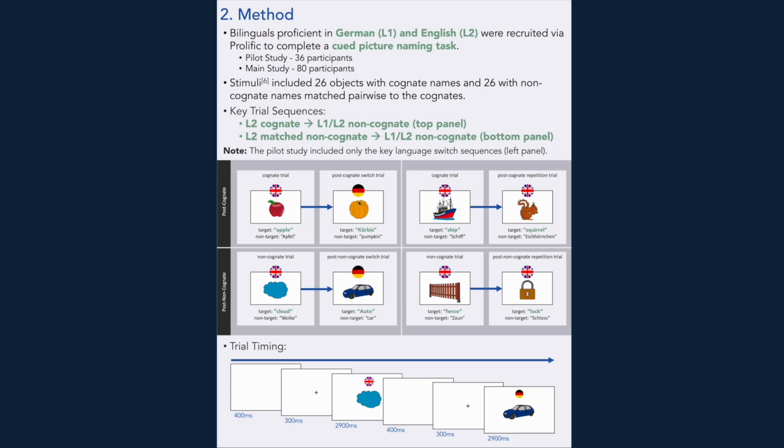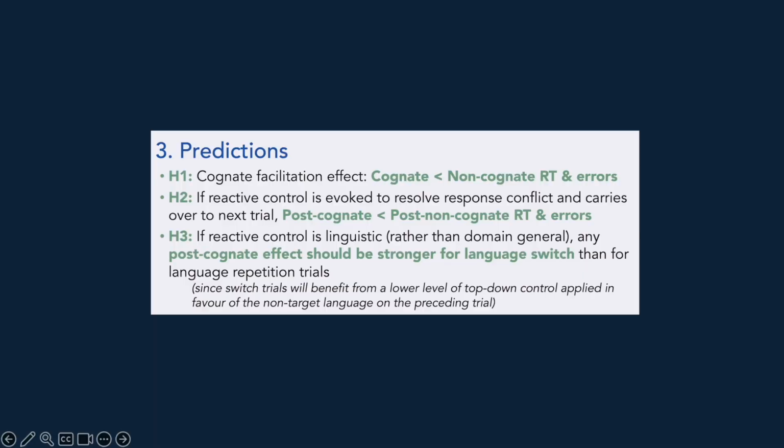We predicted first that cognates would be named faster and more accurately than matched non-cognates, that is, a cognate facilitation effect. Second, that trials following cognates would be named faster and more accurately than those following non-cognates, indicating a carryover of reactive control. Third, that if control is primarily linguistic, this post-cognate effect would be stronger for switch trials, since the lower degree of linguistic control on a cognate trial would make it easier to switch into the non-target language.